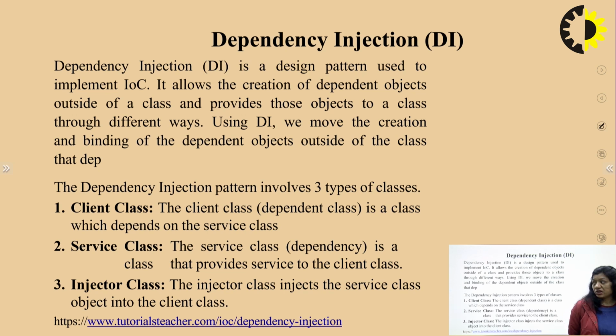Basically, the dependency injection pattern involves three types of class. First, we have the client class. Second, we have the service class. Third, we have the injector class. So, what is the client class? The client class, known as the dependent class, is a class which depends on the service class. As its name explains, it's a dependent class, so it must depend on our service class. The service class, which we can say is the dependency, provides service to the client class. The injector class injects the service class object into the client class.